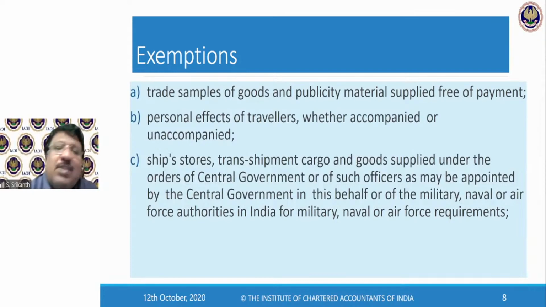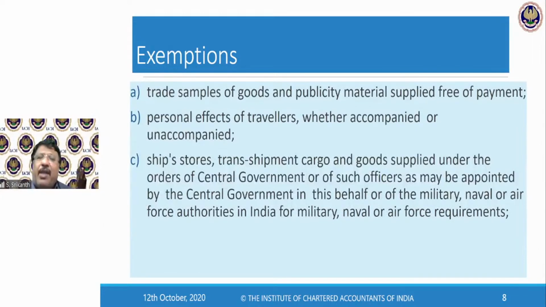Ships, stores, transshipment cargo, and goods supplied. So a ship is coming into the port. They are having stores, food that they have to eat, that will be kept in the storeroom. And there will be cargo which is not going to be offloaded here. It is going to go directly out. So those cases will also be going out of India. There will be documentation for that.